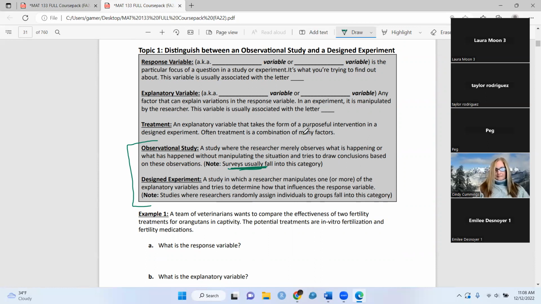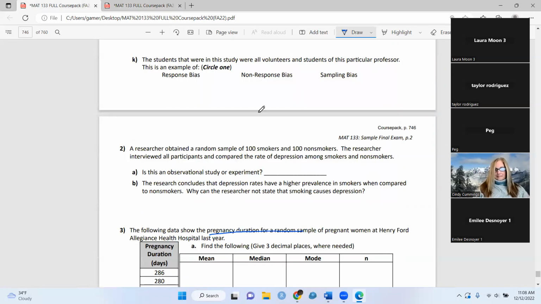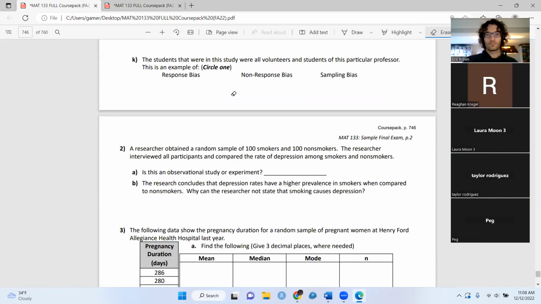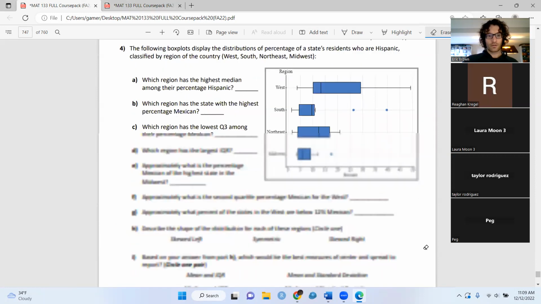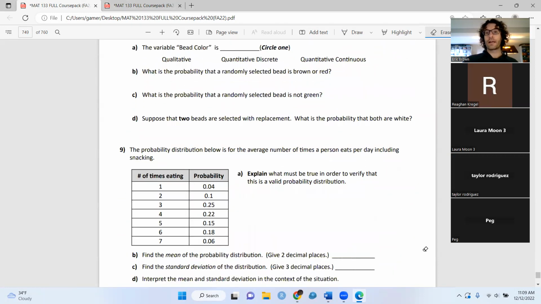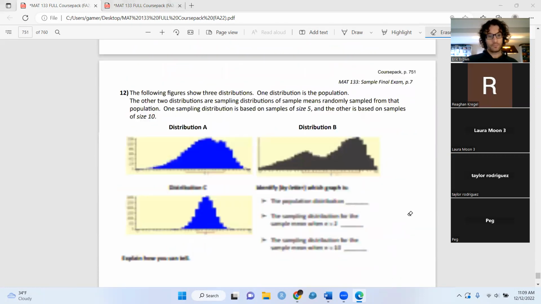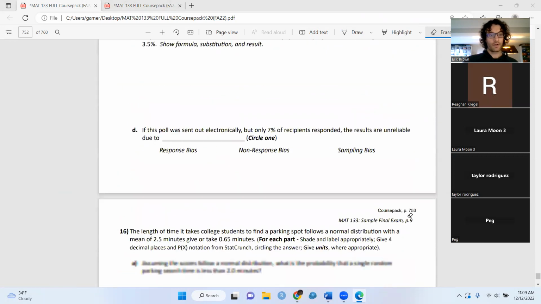Good. Other questions you all have? Are we going by page? What page are you on? I had a question on 46. Okay, number 21. Okay, let's go to 21. And Peg, I'm just taking questions as they come, based on wherever anyone's at.